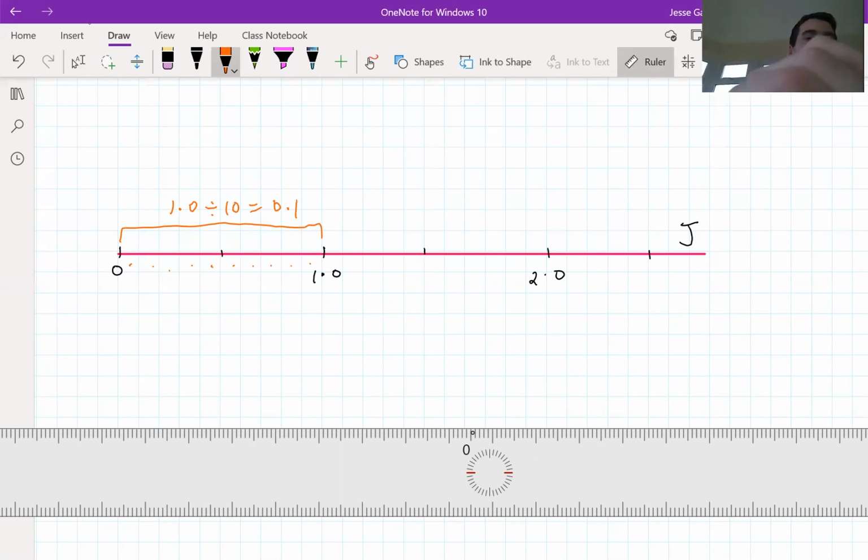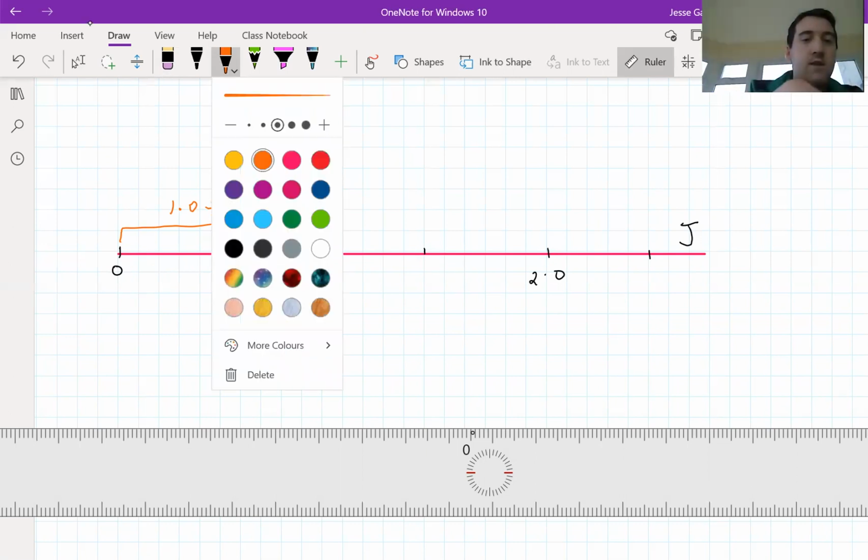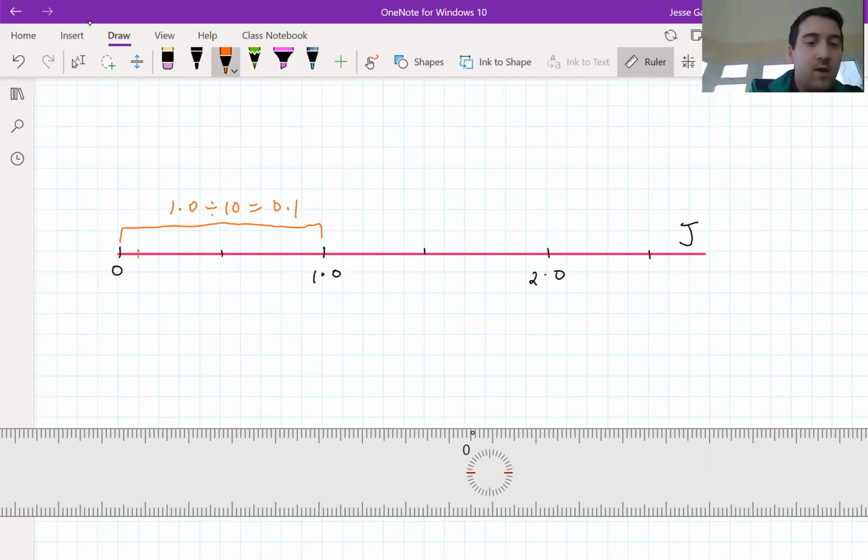So when we check this out, this little line here, for instance, is what? 0.1. Then we go up by 0.1 again, it's going to go to 0.2. This one's going to go to 0.3 and so on, 0.4. And then this one in between 0 and 1 is going to be 0.5. And that makes sense because 0.5 is a half of 1.